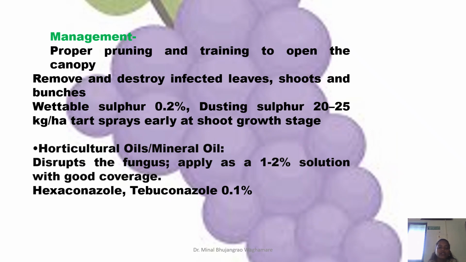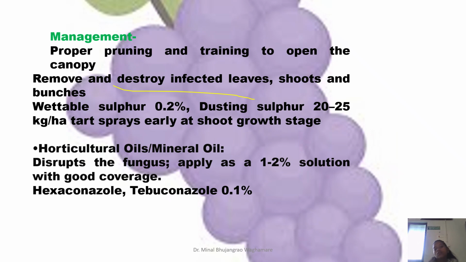Coming to the management, as it is a horticulture crop, proper pruning and training help to open the canopy. It means proper airflow and light penetration is allowed by the proper pruning and training. Some cultural practices can be followed to destroy the infected debris from the field.